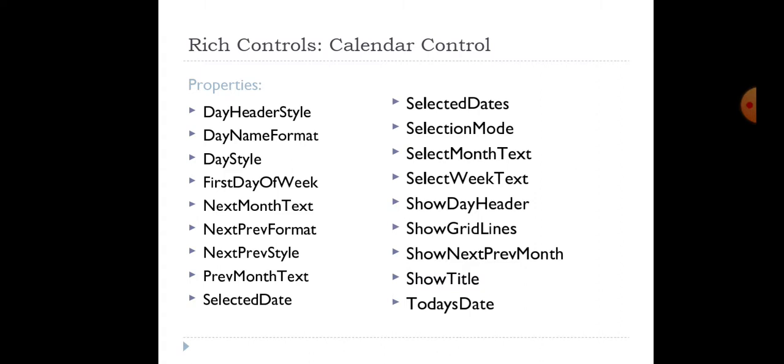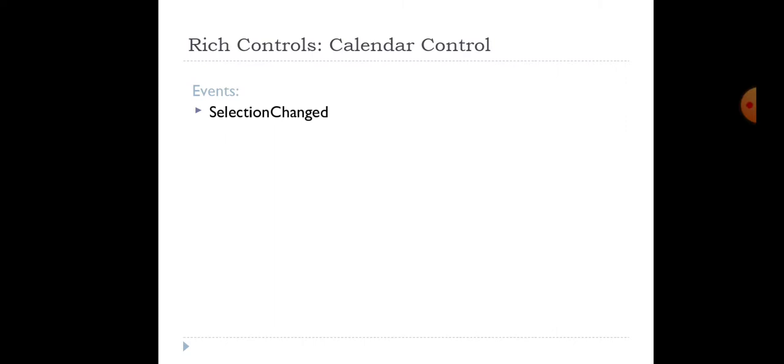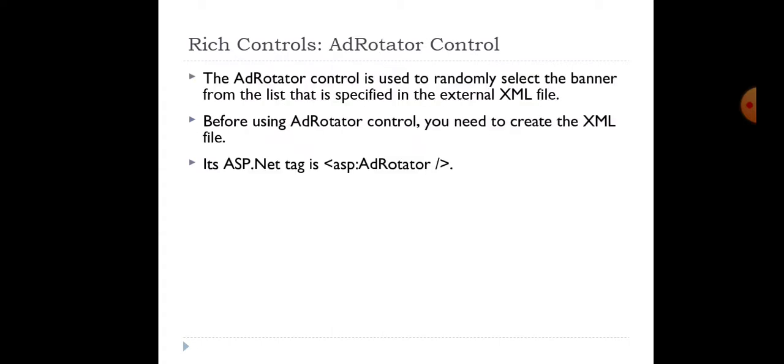Next, what are the properties of the calendar control? The properties are DayHeaderStyle, DayNameFormat, DayStyle, FirstDayOfWeek, NextMonthText, NextPrevFormat, NextPrevStyle, PrevMonthText, SelectedDate, SelectedDates, SelectionMode, SelectMonthText, SelectWeekText, ShowDayHeader, ShowGridLines, ShowNextPrevMonth, ShowTitle, TodaysDate. These are the properties of the calendar control. Next, it has only one event, that is SelectionChanged. Just like our checkbox and drop down list, our calendar control also has the SelectionChanged event.